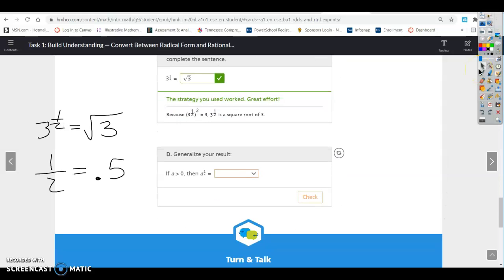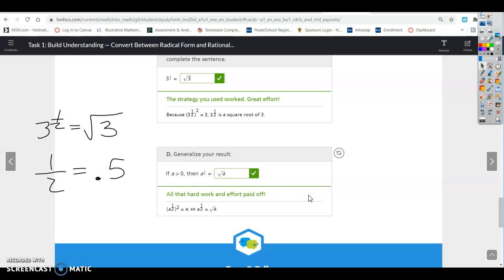All right, so it says generalize your result. If a is greater than or equal to 0, a to the 1/2 equals square root of a. All right, that's all for task 1. If you have any questions, please let me know.